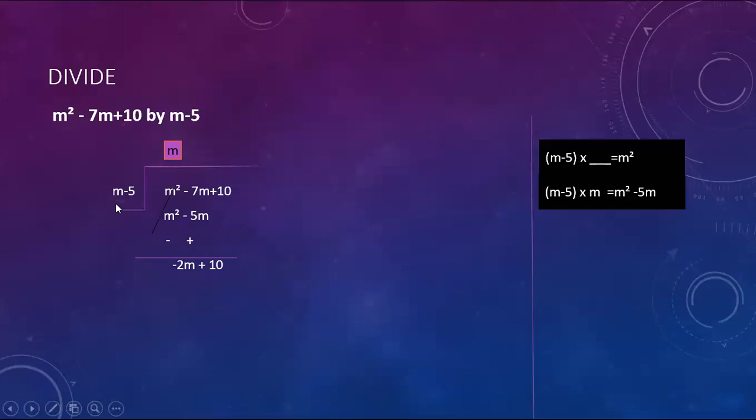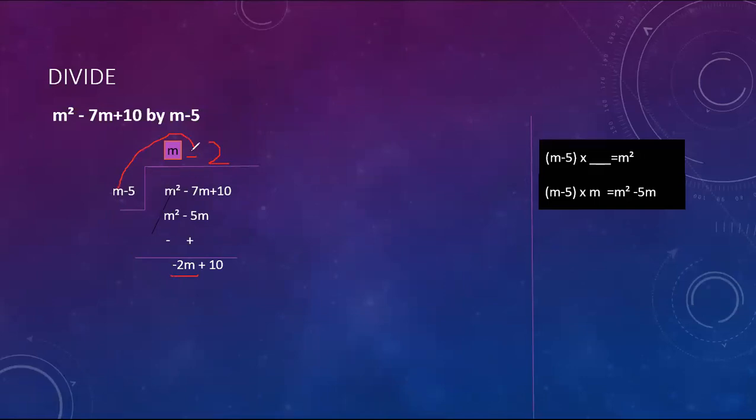Now Hania, look at the second step carefully. Here m is multiplied with what to get minus 2m? Sheroz, look at this step carefully. Here m is multiplied with what to get minus 2m? So here I can multiply it with minus 2.